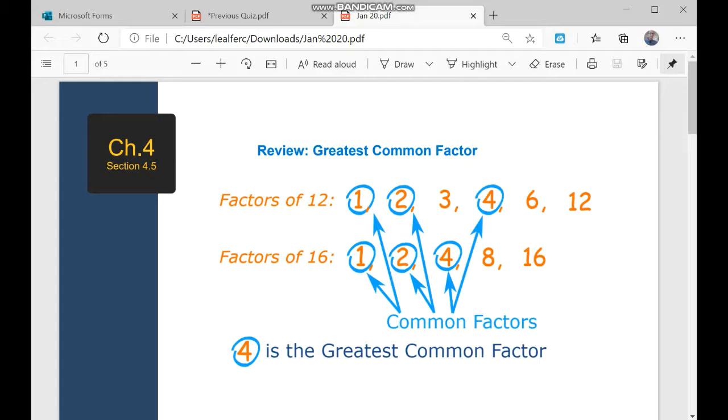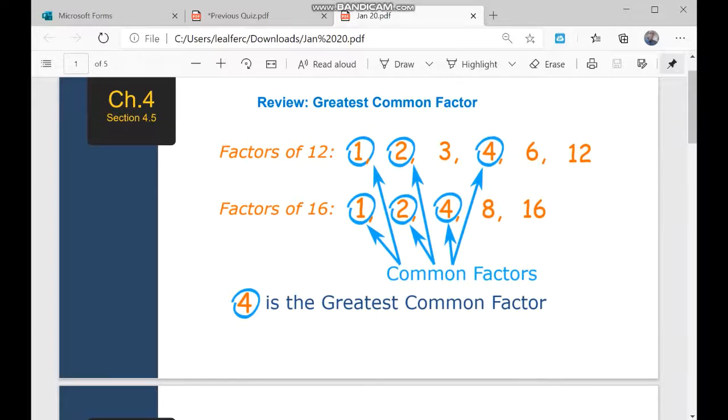Real quick. We saw yesterday how to find the greatest common factor. The first thing you have to do is find the greatest common factor of the coefficients, which is a number, right? So that's the way you do it. You find the factors of each number, then identify the common ones and the greatest one among the common factors.